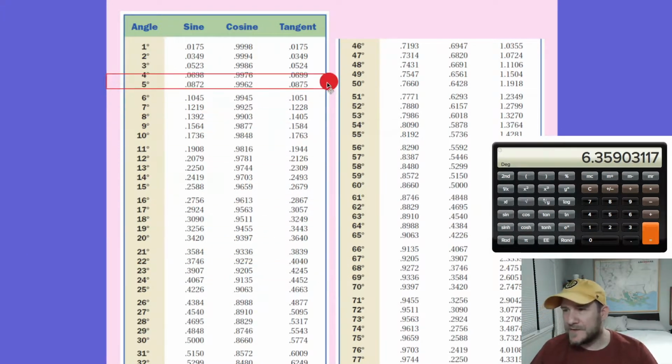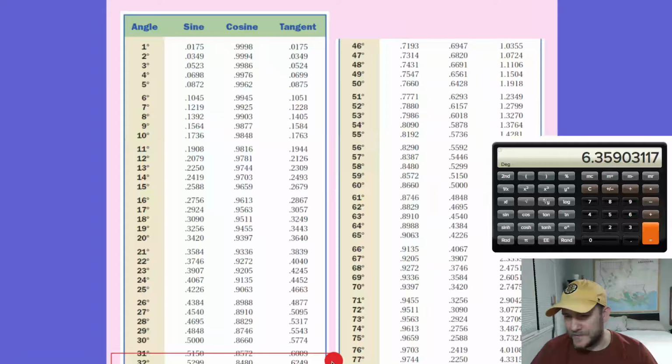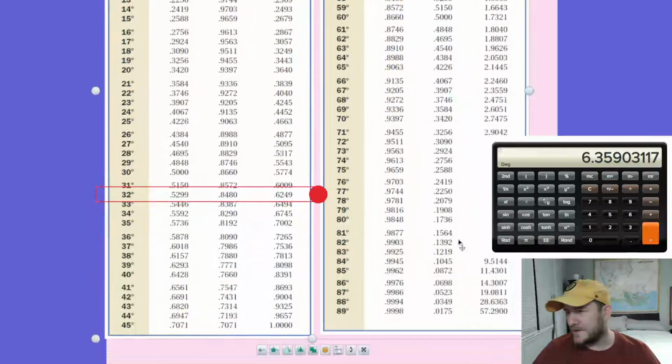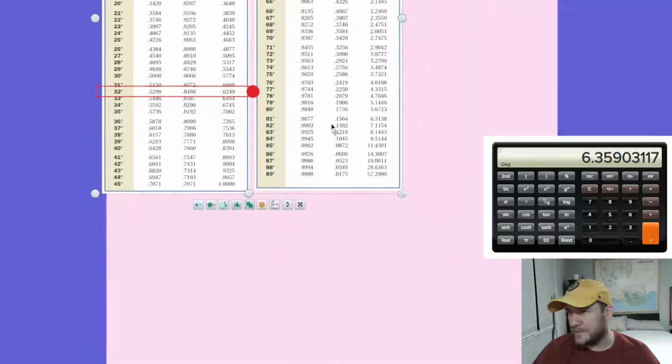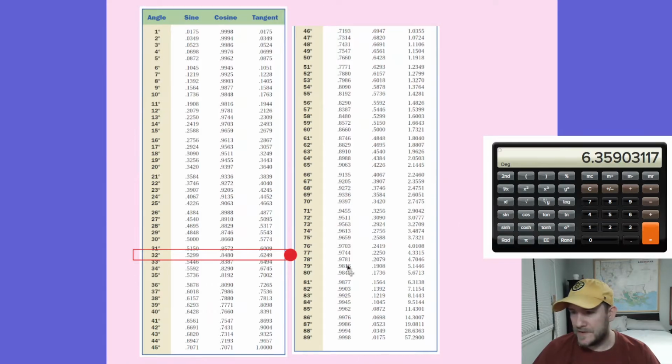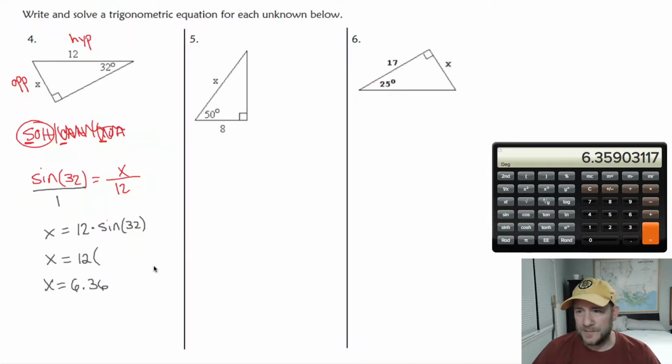Okay, so look, we're looking. Where's 32? There it is. You look in the sine column, there it is. You can see the 0.5299, right? Ooh, just barely. I forget you guys are seeing less than I'm seeing. Okay, my bad, my apologies. So anyway, 0.5299. You pick that number up, bring it back to your work, and just record it.